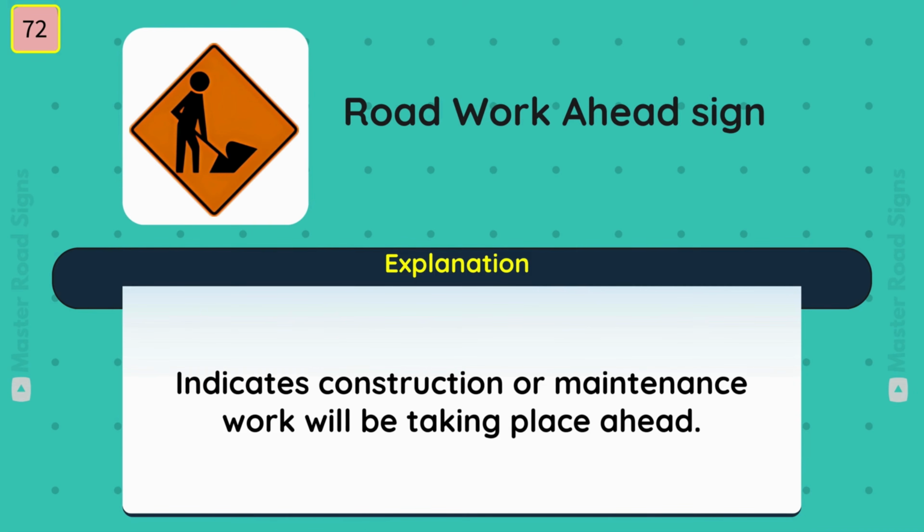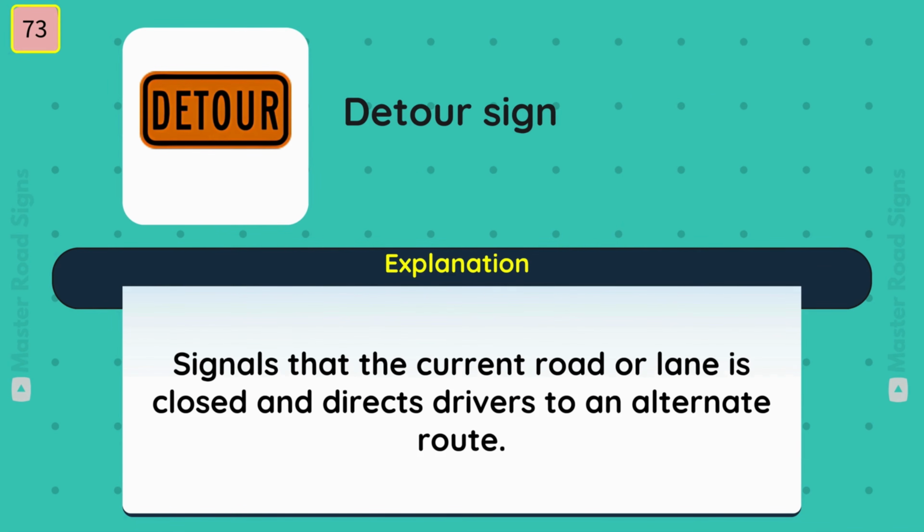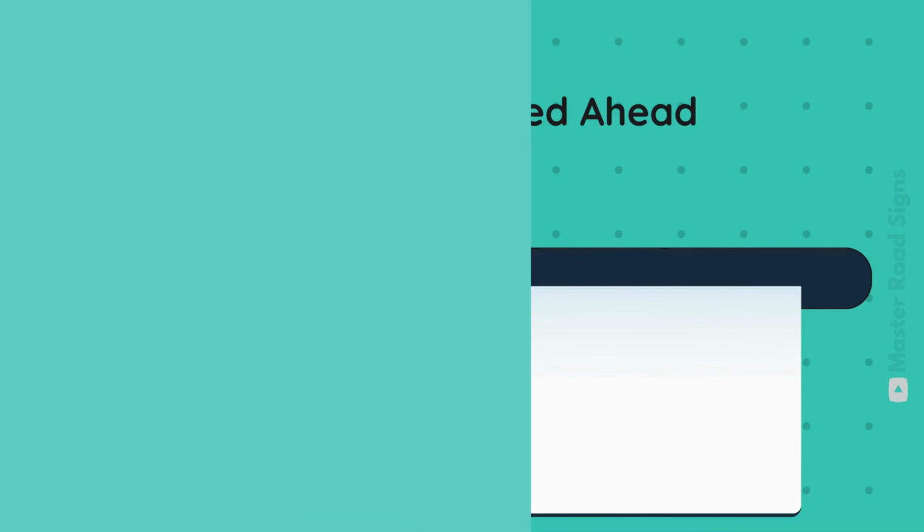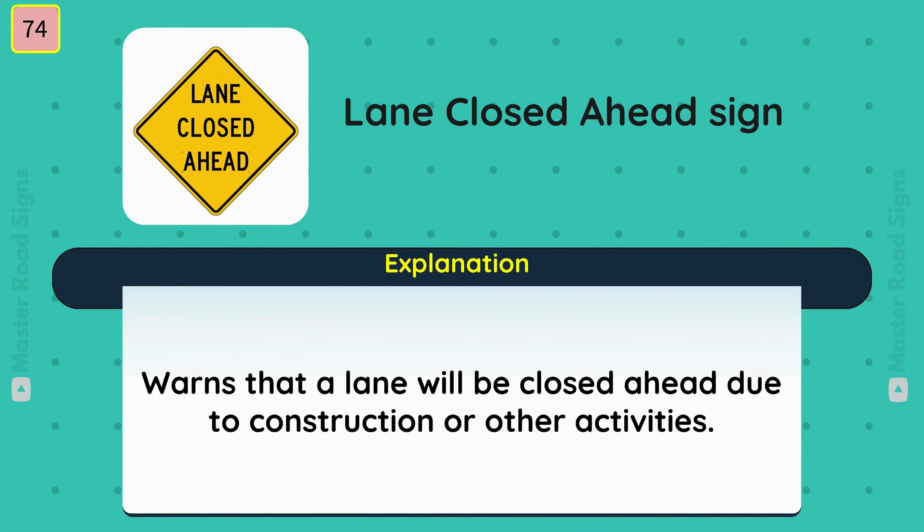Roadwork ahead sign indicates construction or maintenance work will be taking place ahead. Detour sign signals that the current road or lane is closed and directs drivers to an alternate route. Lane closed ahead sign warns that a lane will be closed ahead due to construction or other activities.